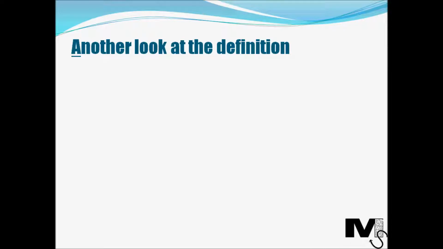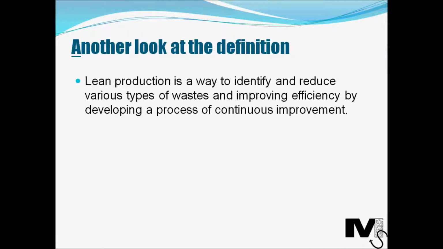So with having looked at wastes, we can now look at the definition and actually fine-tune it to say lean production is actually a way to identify and reduce various types of waste, as much waste as possible, and improving efficiency by developing a process of continuous improvement. And it goes without saying that it's a long-term plan. This can't be achieved overnight. The larger the organization, the more tedious and the more long-term the process becomes.